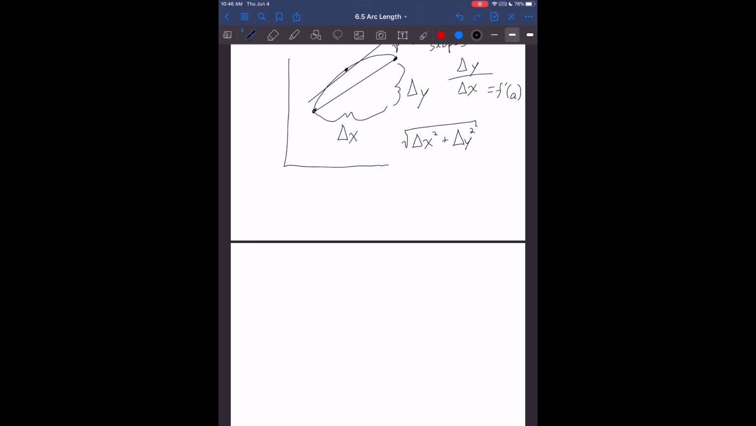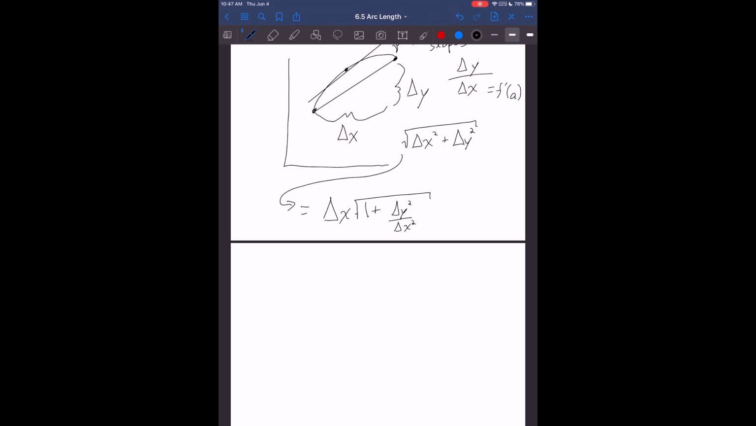The reason we're going to do this is that it will leave us with a delta y squared over delta x squared, which we're going to be able to approximate using the derivative. So this right here is actually equal to delta x times the integral of the square root of 1 plus delta y squared divided by delta x squared.